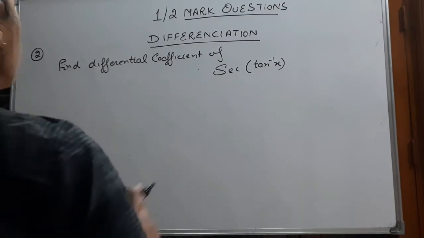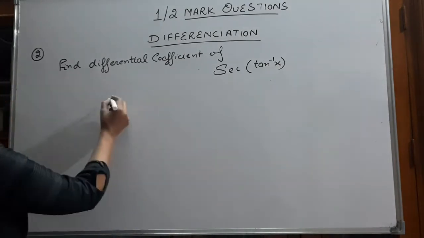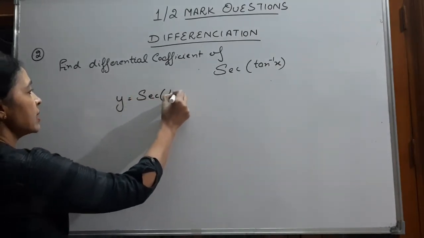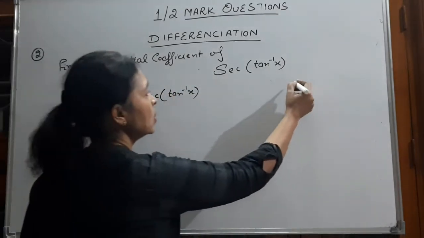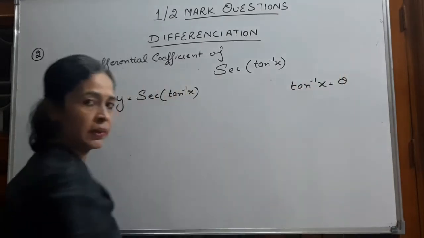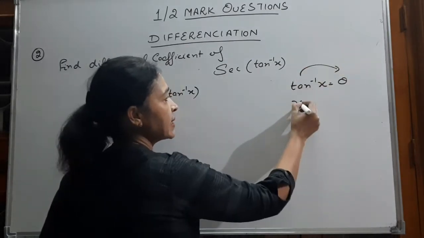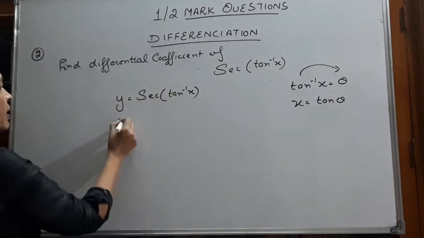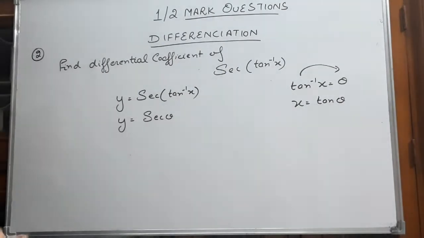Find differential coefficient of sec tan inverse x. Now we have a function y equals sec tan inverse x. We have to find the differentiation of this. Now what we will do? Let tan inverse x be theta. Taking tan on the right hand side, x equals tan theta. We have here y equals sec theta, where tan inverse x we have taken as theta.